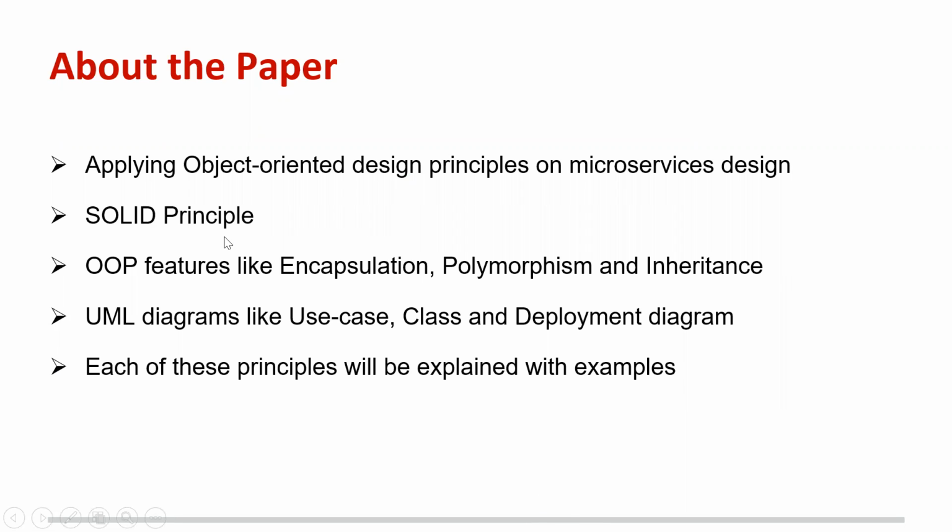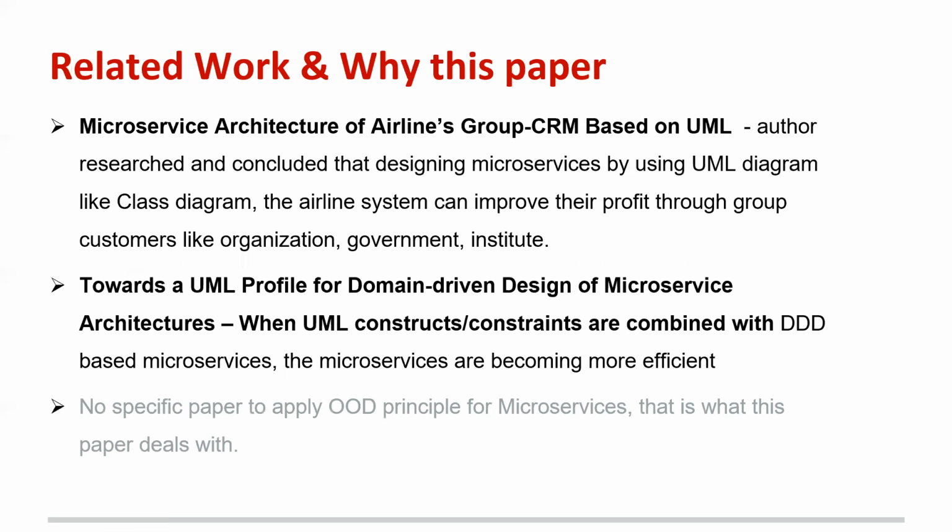In order to do that, we are going to see how we can apply the SOLID principles, and how we can use the object-oriented programming features like encapsulation, polymorphism, and inheritance in the microservice design, and how we can use the UML diagrams like use case diagram and class diagram to design a microservice. Each of these models is going to be explained with an example so that it will be more clear how we can use the object-oriented principles.